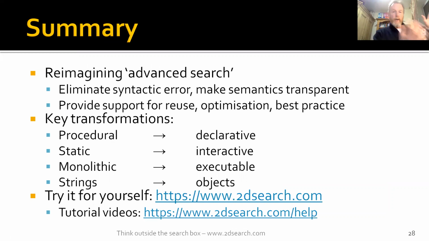As I said, I started off by talking about the problem. I've talked about some of the issues with the formalism and the tooling. I've talked about some alternatives. I glossed over 4 decades of prior art, unfortunately, in the interest of time. But I've presented joint work and some solutions here. So the conclusion is, it's all about reimagining advanced structured search. Eliminate the syntactic error. Make the semantics transparent. Provide support for the collaboration, the reuse, and the optimization. And the key thought is that transformation: slow thinking to fast thinking by changing from procedural, static, monolithic strings to declarative, interactive, executable objects.